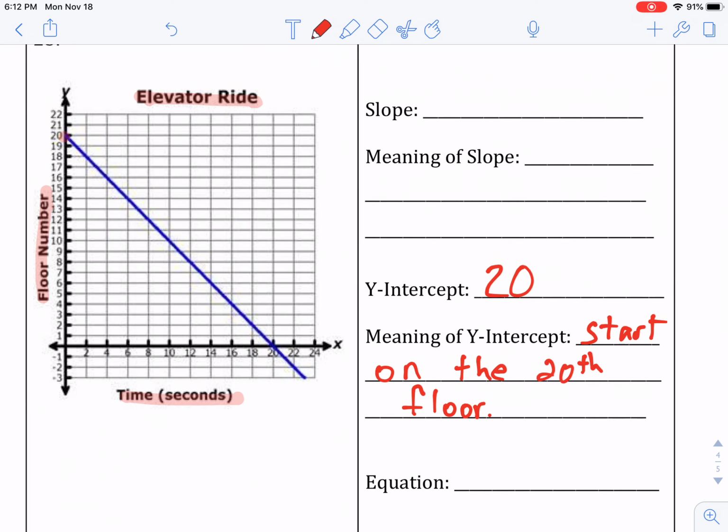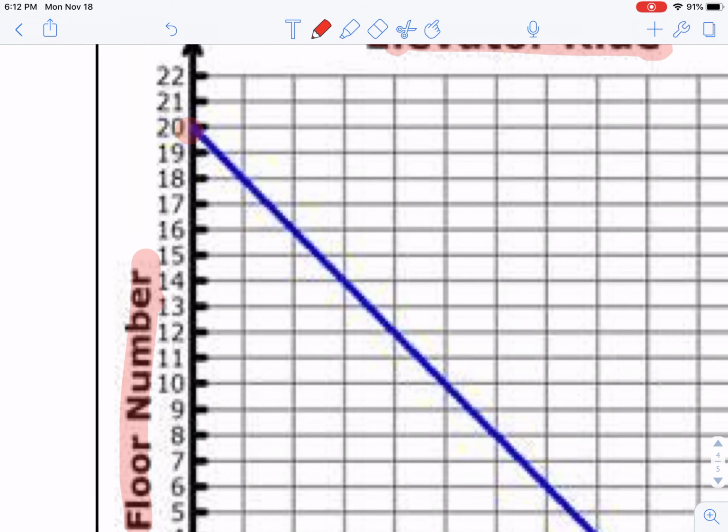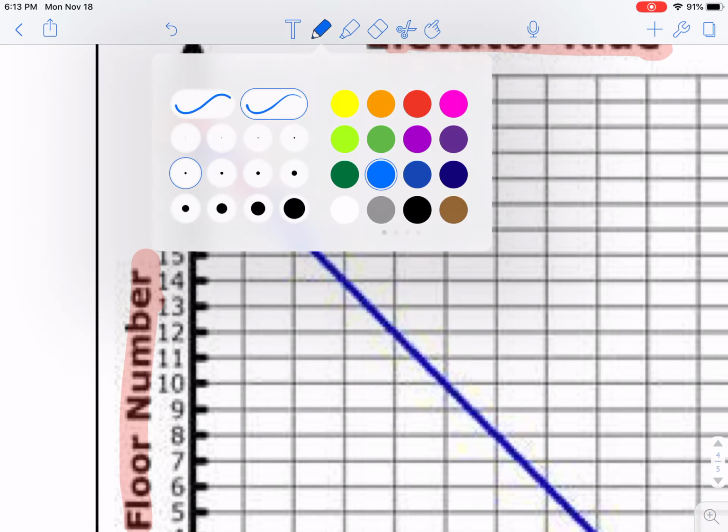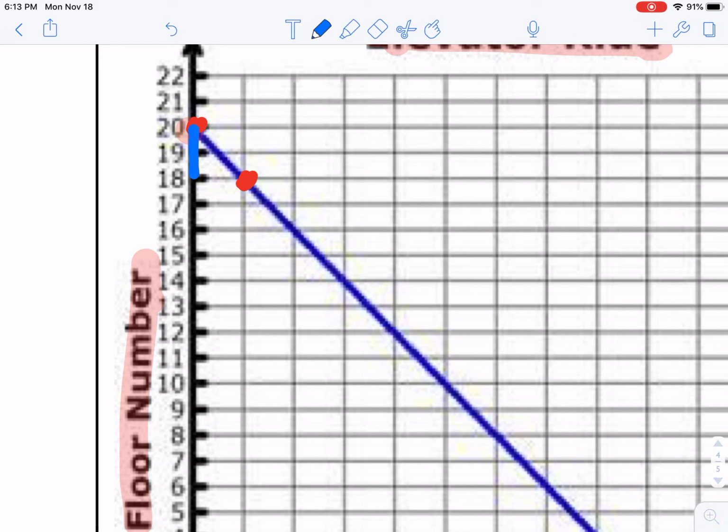Now, I've got the y-intercept. The next thing I want to find is the slope. So I'm going to look at my graph, and I'm going to notice that, again, it crosses right there at 20. So I'm going to find the next closest one, which happens to be right there. We can see that the rise for this problem is going to be 2. 1, 2. And so I know that the top part of my slope is going to be 2.